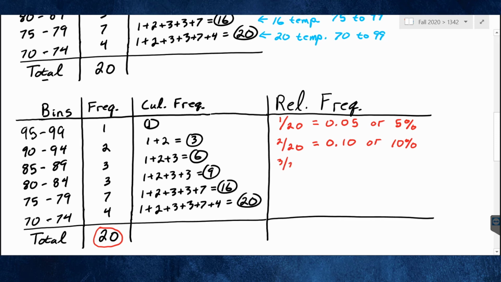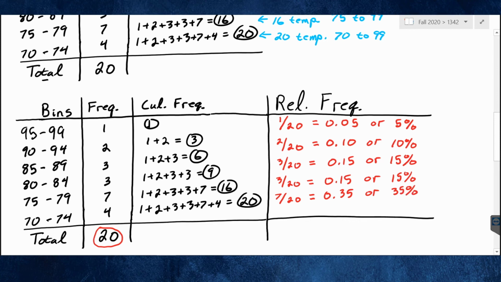And then 3 divided by 20 is 0.15, or 15%. Another 3 divided by 20, 0.15, or 15%. The next one would be 7 divided by 20, which comes to 0.35, or 35%. And finally, in the last row, we have 4. 4 divided by 20 gives us 0.20, or 20%.